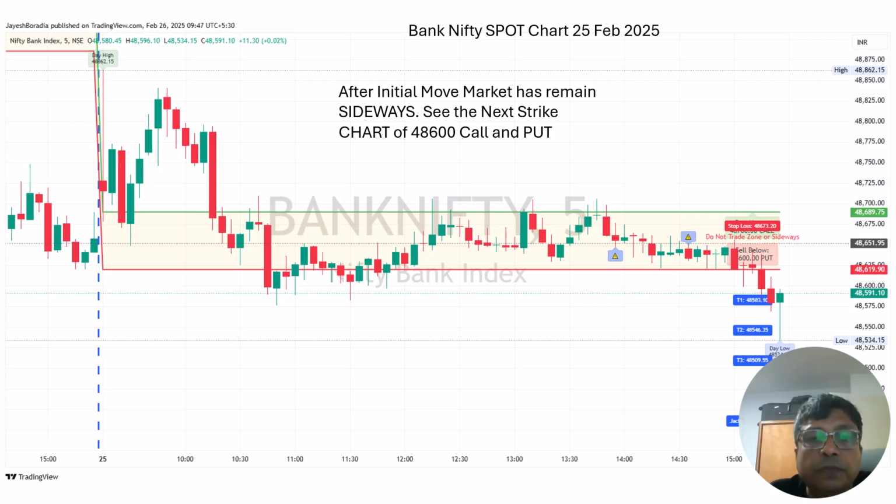Now you can see after this particular 10:20, the market is totally sideways till the market closes. You can just see at the very end, when about to market close, it has given a breakout, but not a big move either. So these are all the things. Now we'll see the next chart for the strikes also.